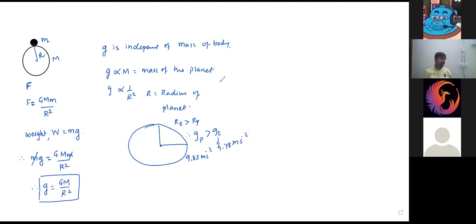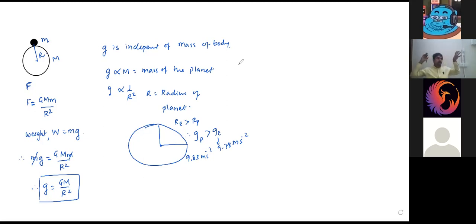As you go down and as you go up, in both ways, acceleration due to gravity decreases. It is zero at the center of Earth. Therefore, the weight of a body at the center of Earth will be zero. But as you go up, again the acceleration due to gravity decreases. Therefore, the weight of the body also decreases.